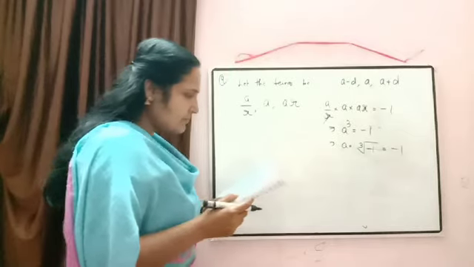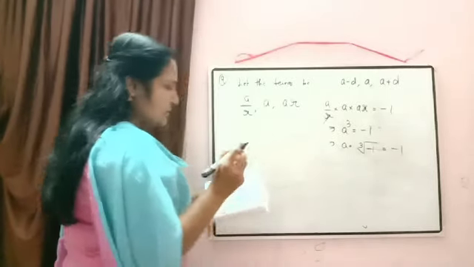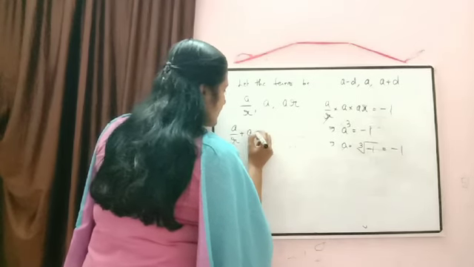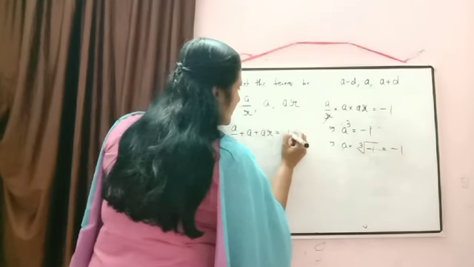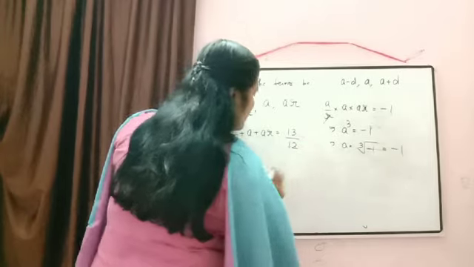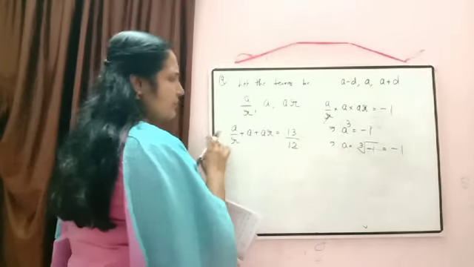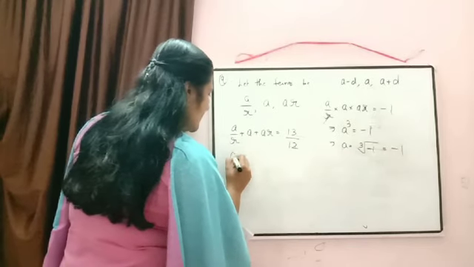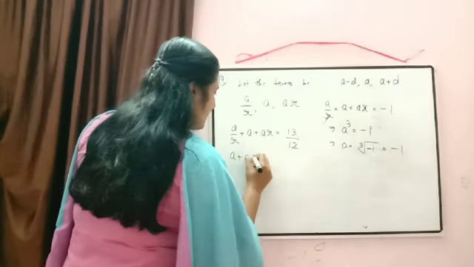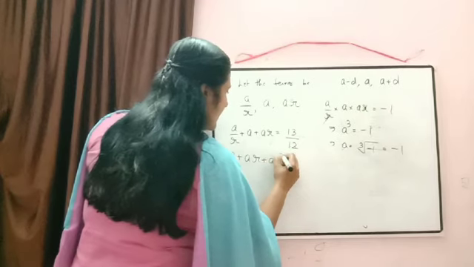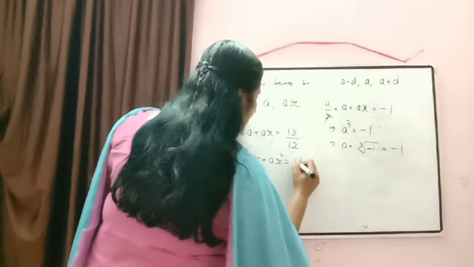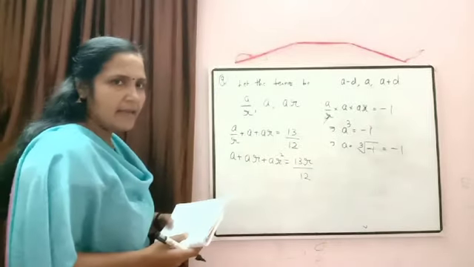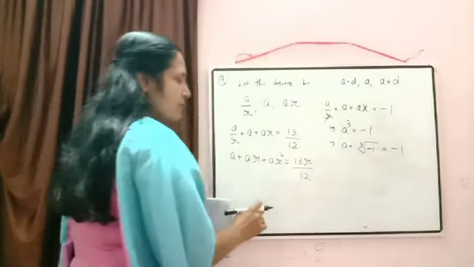And then the next information given: their sum is equal to 13 by 12. It means A by R plus A plus AR is equal to 13 by 12. Now to remove this fraction, you can multiply by R. Then what will come? Here it will be A plus AR square is equal to 13R by 12. We multiplied the whole equation by R, so the fractions are avoided.